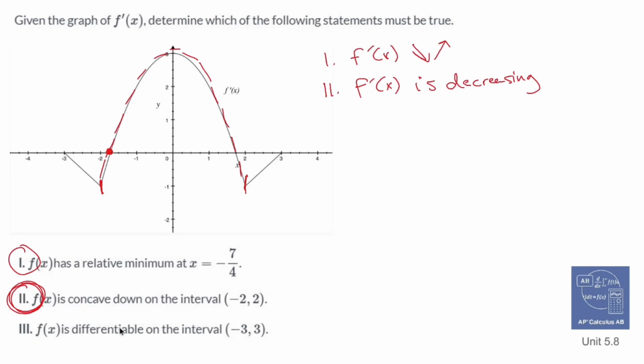F of x is differentiable on the interval negative 3 and 3. That is not true because we have a sharp edge right here and a sharp edge right here, which means it's not going to be differentiable at those two areas. So the only ones that work are 1 and 2.